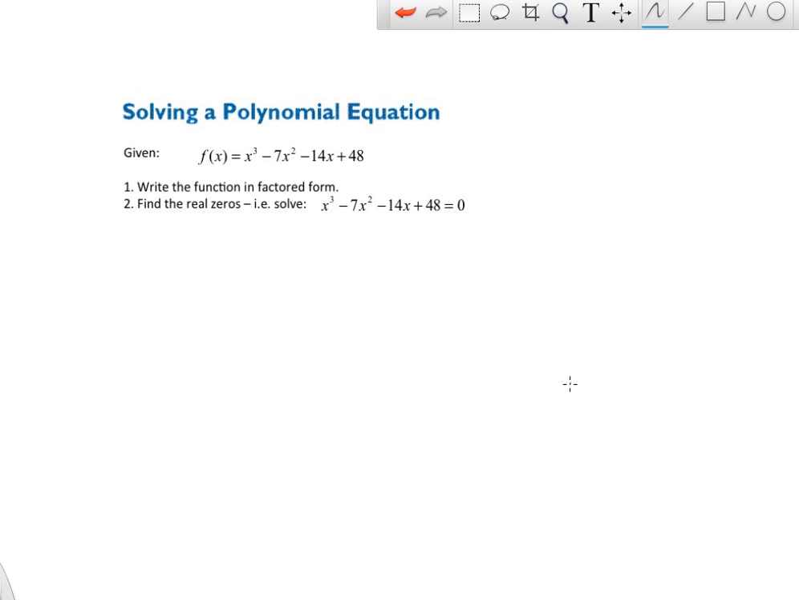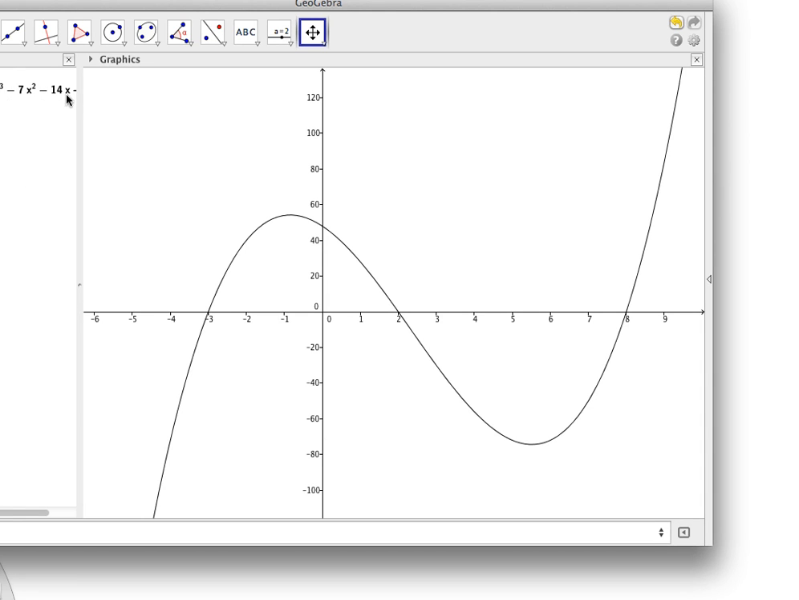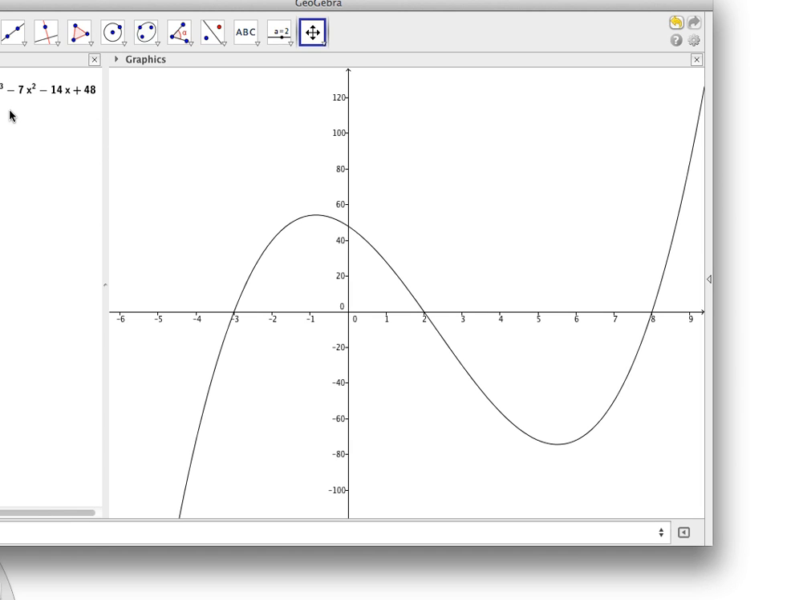Well, the nice thing with technology is that obviously you can plug it in and maybe read off some zeros. So let's check. I think I have GeoGebra right here. There's the function. I'll slide it over a little bit. See, that's the function that we have, and there's the graph. And let's see. We have a 0 at -3, a 0 at 2, and a 0 at 8.